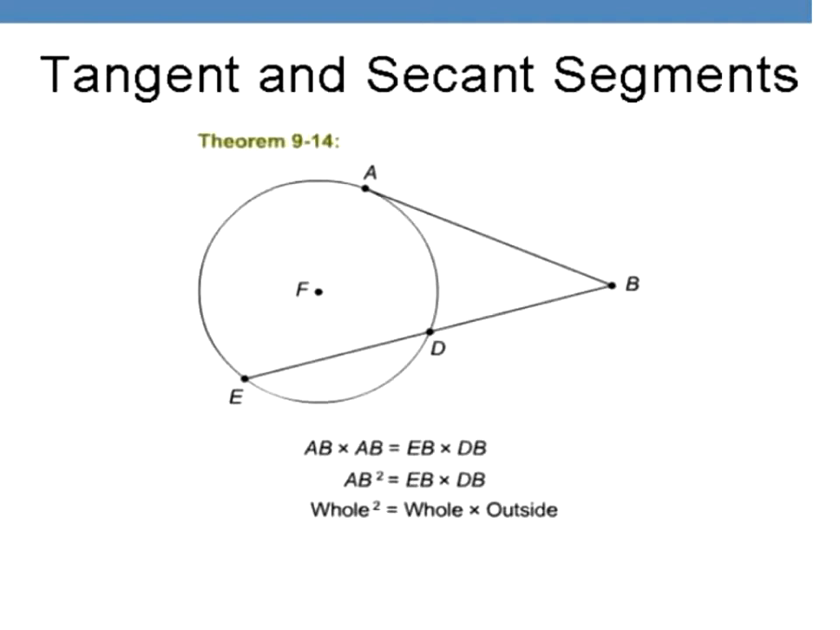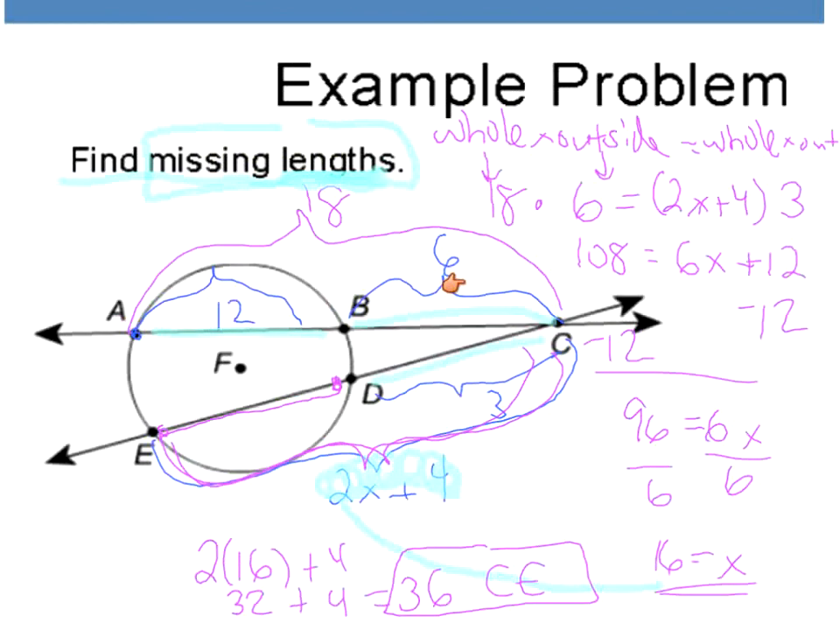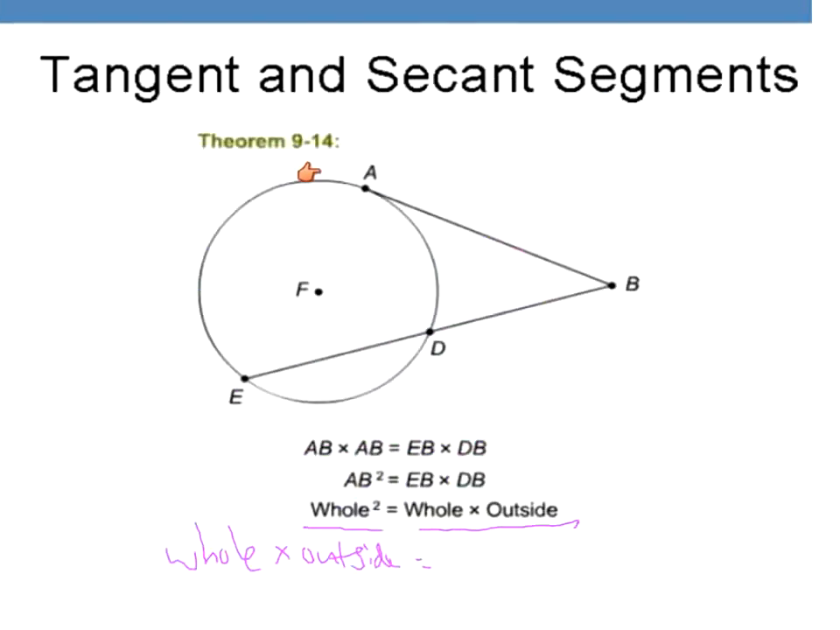Now my last formula is this one. This one is almost the same as the last one. This time it's whole squared equals whole times outside. Think about the last one we did. Didn't we do whole times outside equals whole times outside? How come on the top we can't do whole times outside, whole times outside? Look at the last one we did. This time we could do whole times outside, whole times outside. Why can't I do whole times outside this time? There's no inside this time. Do you guys see the difference? There's only one segment. You don't have two segments.